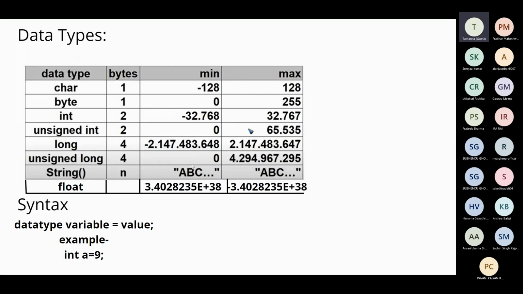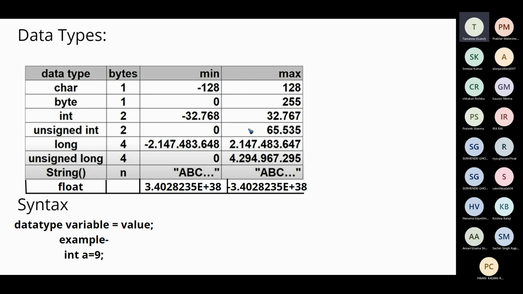Now we'll look at the data types. The data types specify which kind of data you want to store in a variable. I guess everyone might be very familiar with it. Like the int data type, it takes space of 2 bytes and it can store a number between minus 32,768 to positive 32,767. Then there's unsigned int. It's just like int, but it can't store negative values. So it will store values between 0 to 65,535.